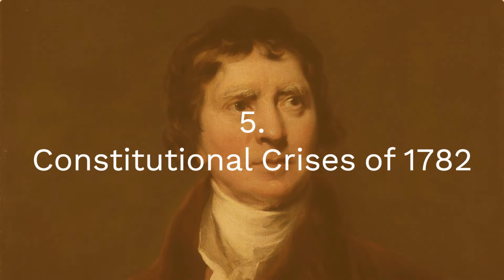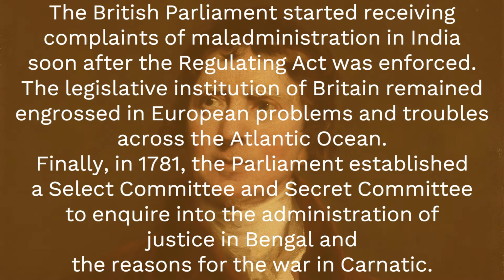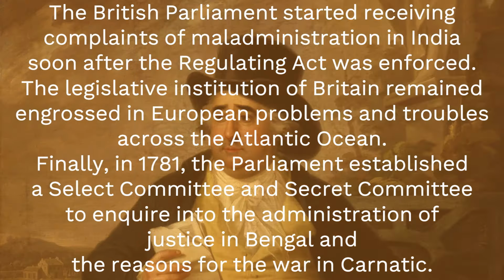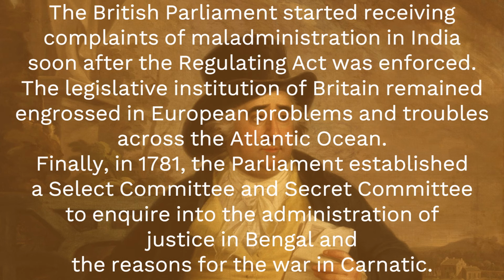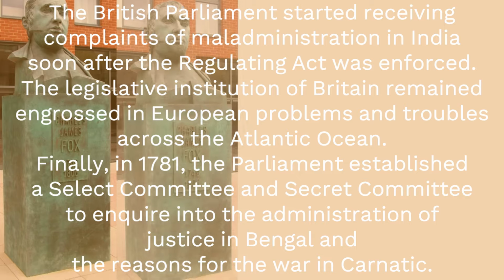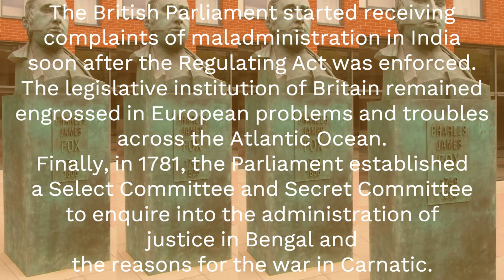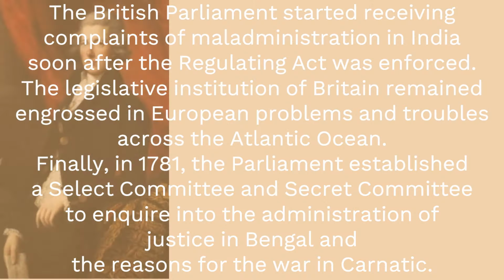5. Constitutional Crisis of 1782. The British Parliament started receiving complaints of maladministration in India soon after the Regulating Act was enforced. The legislative institution of Britain remained engrossed in European problems and troubles across the Atlantic Ocean. Finally, in 1781, the Parliament established a select committee and secret committee to inquire into the administration of justice in Bengal and the reasons for the war in Carnatic.